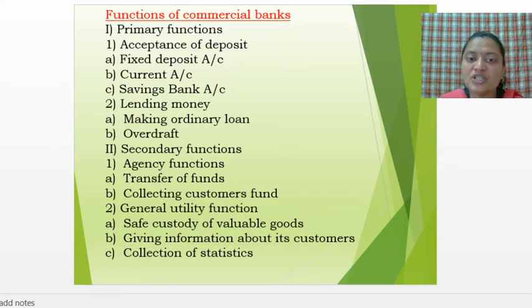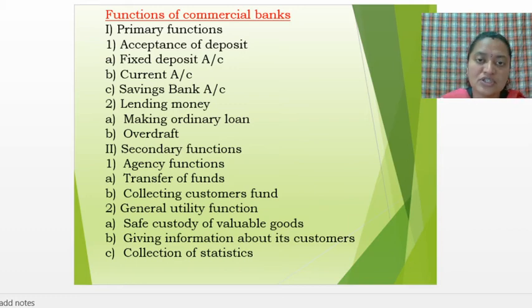Then giving information about its customers. The bank also helps by providing important information to the customers whenever they require help. Then collection of statistics. What do you mean by collection of statistics? How statistical data or information can be collected. Whatever important information or data is gathered can be collected in the form of statistics, meaning a statistical table can be formed. That is called collection of statistics.